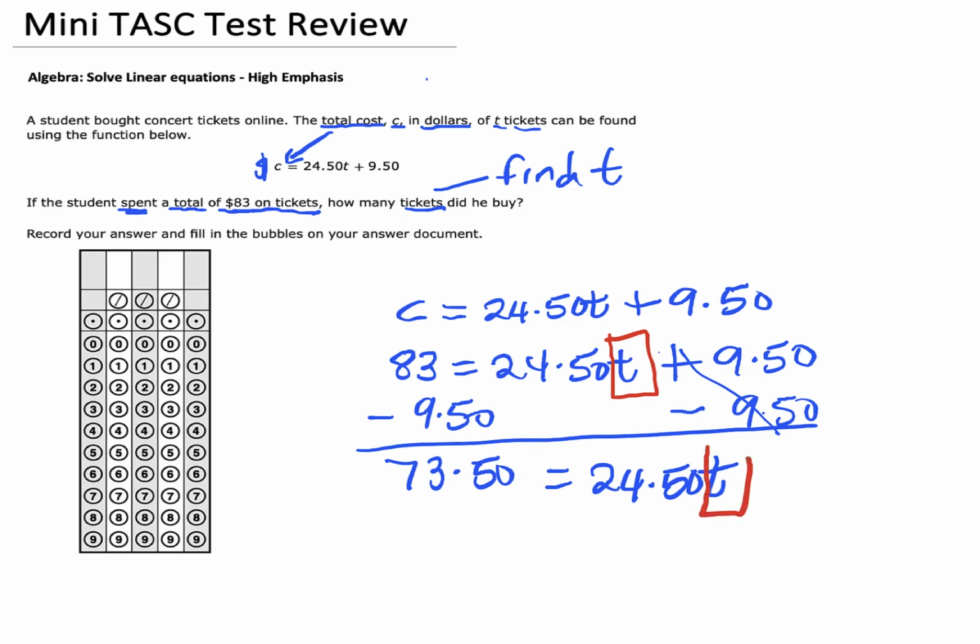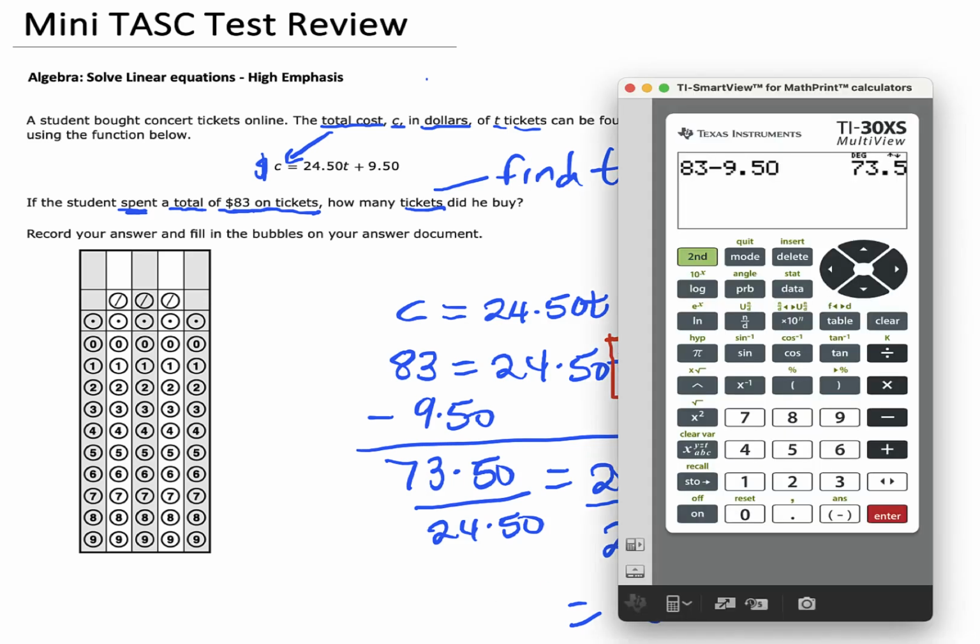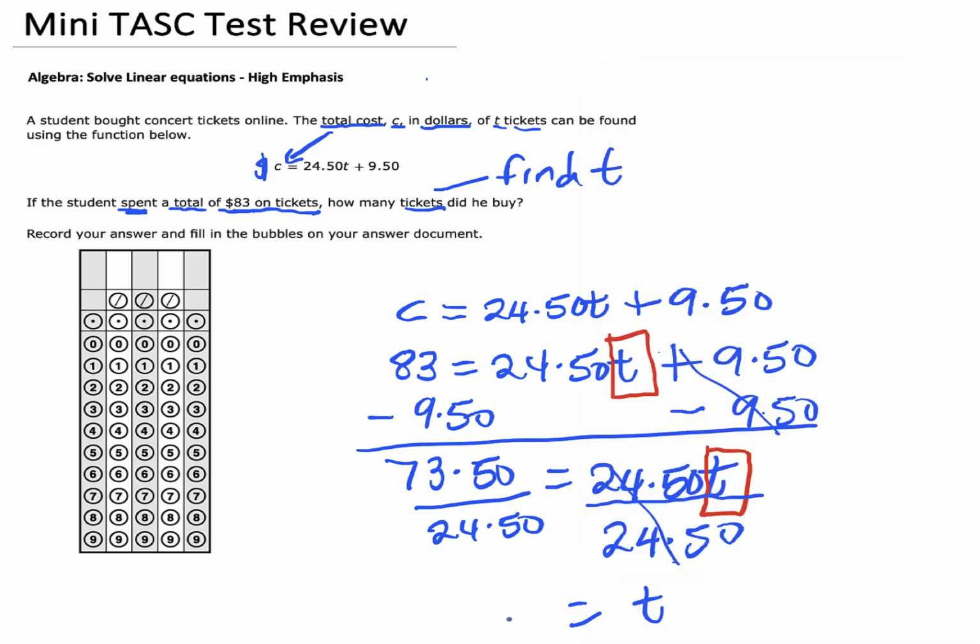We want to get T by itself. That T is connected to the 24.50 by multiplication. The opposite of multiplication is division. So we're going to divide both sides by 24.50. That cancels. You get T. If we get our calculator, now notice I did not clear my problem. I'm going to go in and divide by 24.50. And notice my answer is 3. 3 tickets. That is how many he bought.